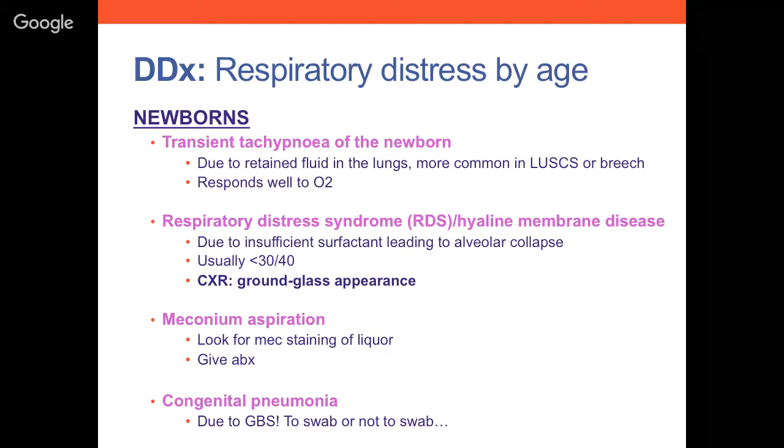There's a few other things as well that you can get in the newborn. So you can get an airway obstruction. For example, if they've had too much meconium, they could actually be obstructed as well. And there's a few other things, but I think these are the most important things.